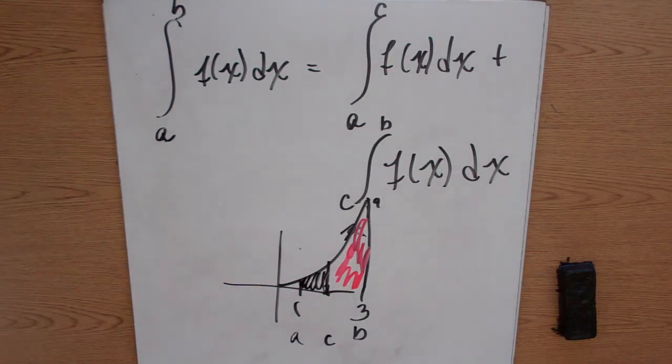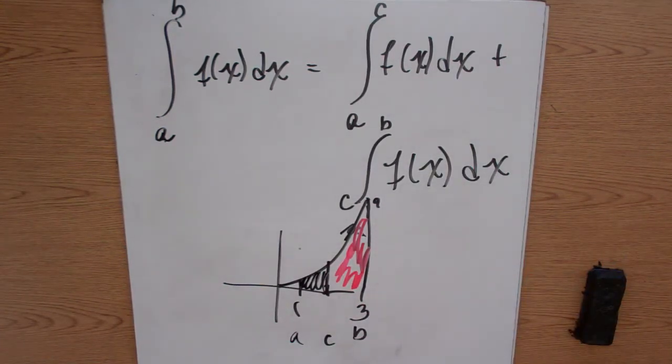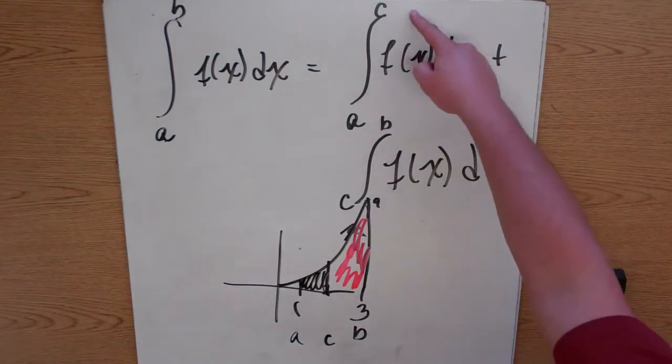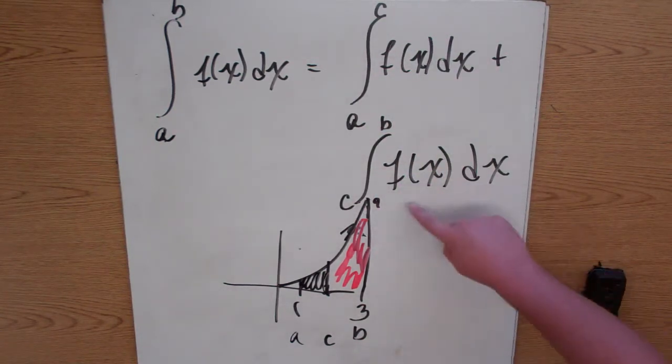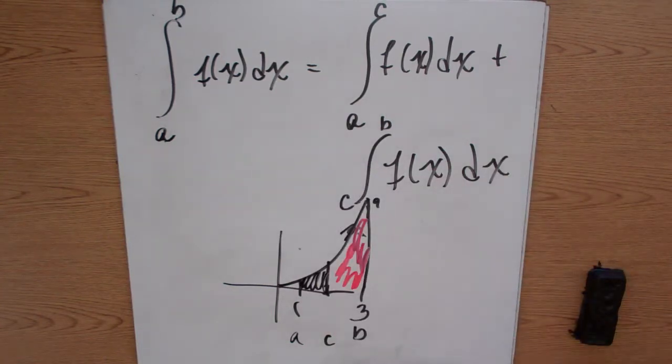So if you pick some number, c, in between your interval from a to b, and then integrate from a to c and add that to the integral from c to b, it's going to be the same thing as if you just integrated the whole thing at one time. Alright? Pretty simple.